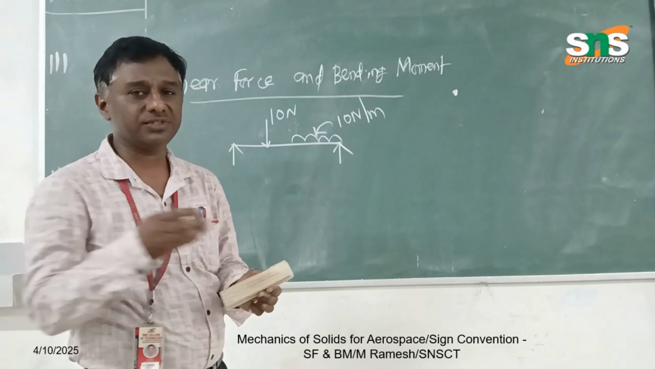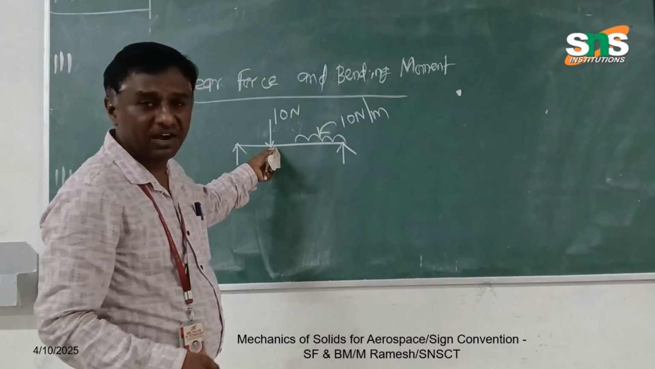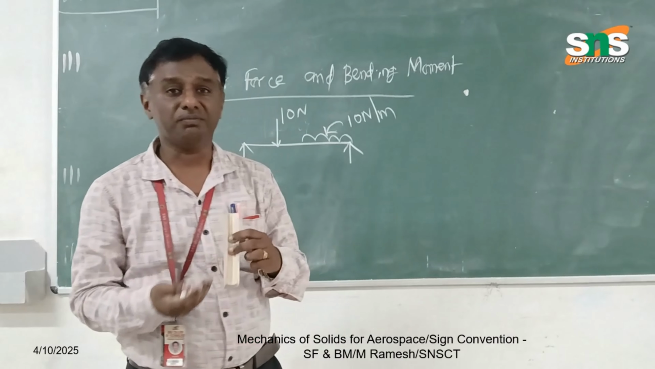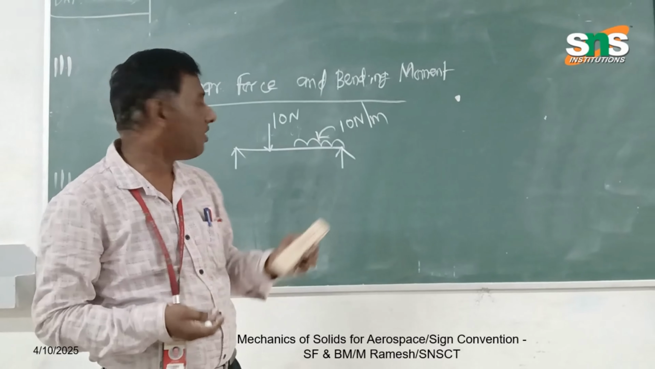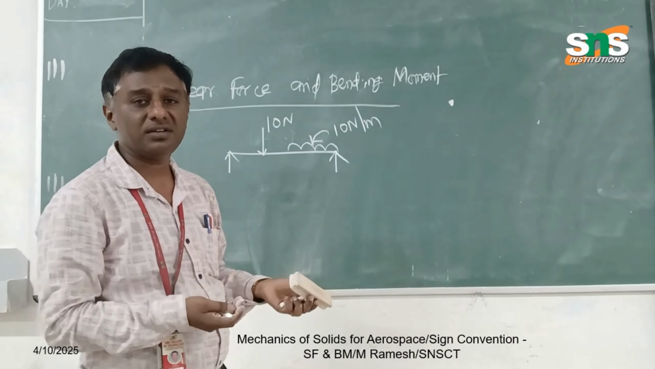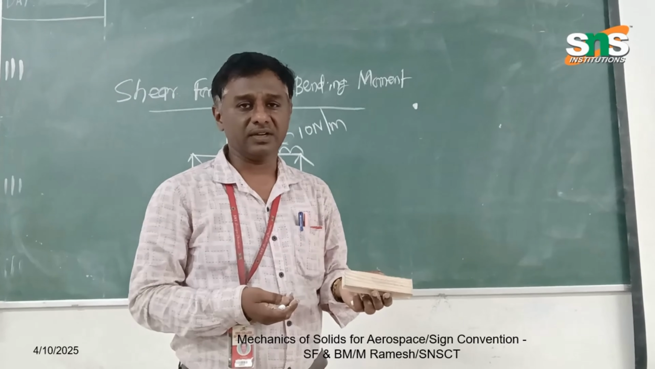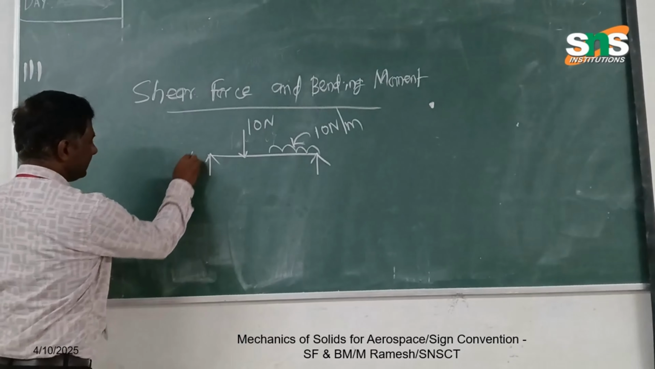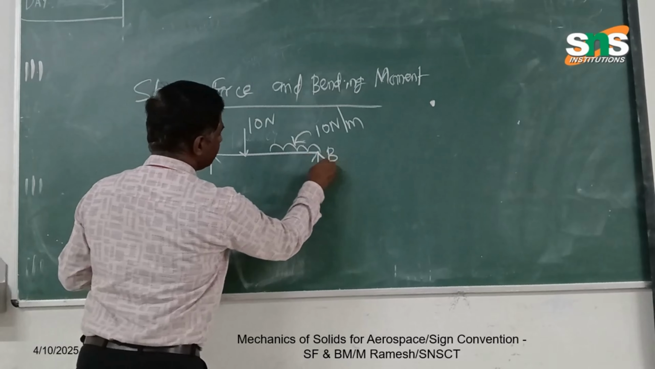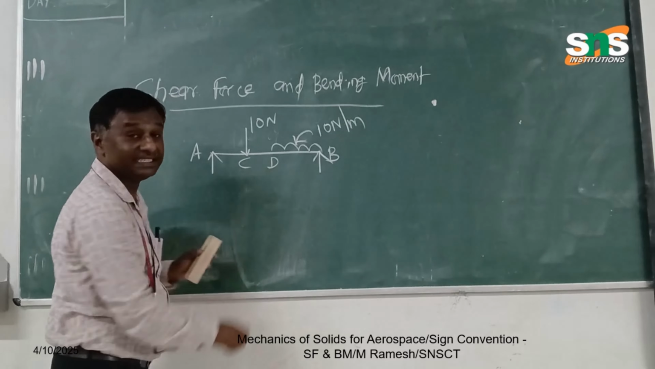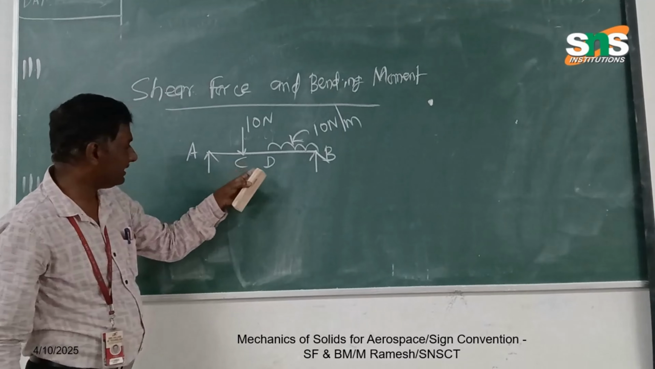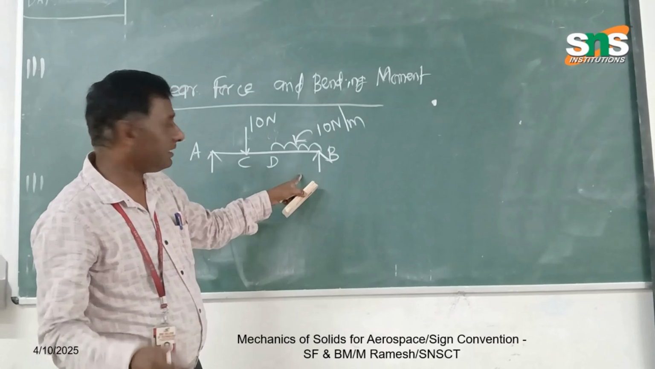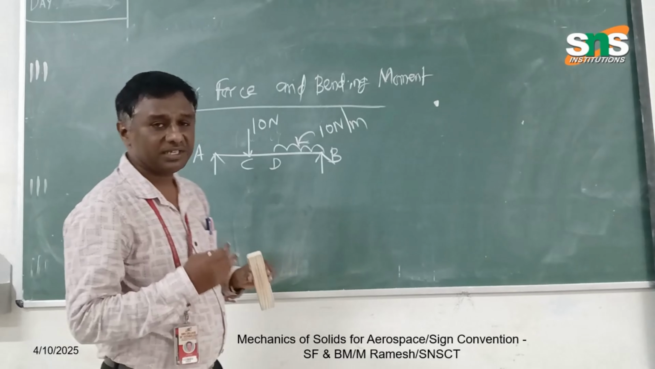Shearing force is a force acting laterally on the beam, that means transversely acting on the beam. We have to sum up, that is, the algebraic sum of all the forces is called the shear force. Here we have points A, let's take this as B, and C, this is D. So totally you have AC, CD and DB. Three regions are there.